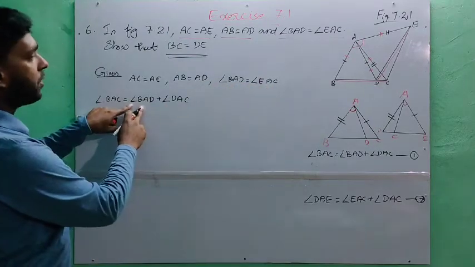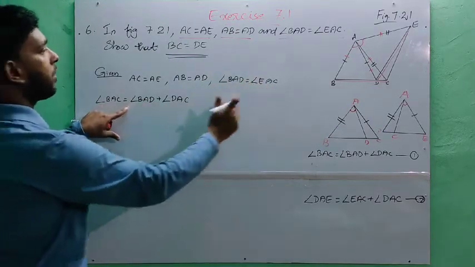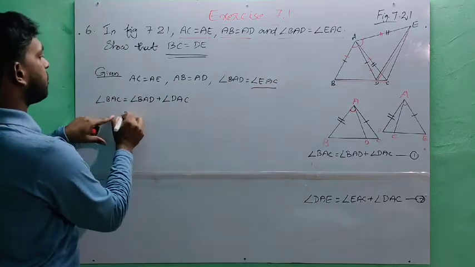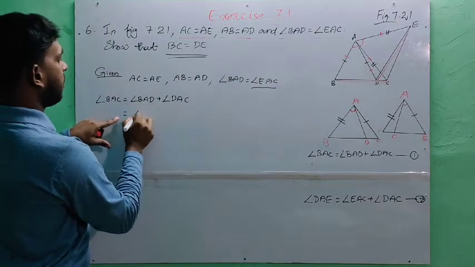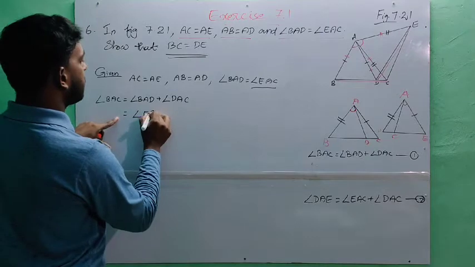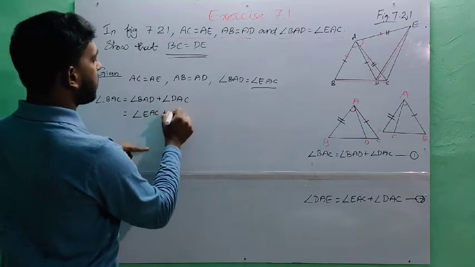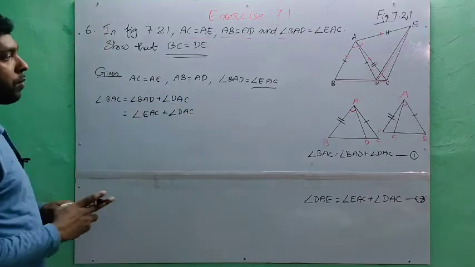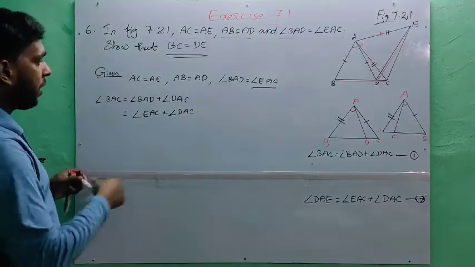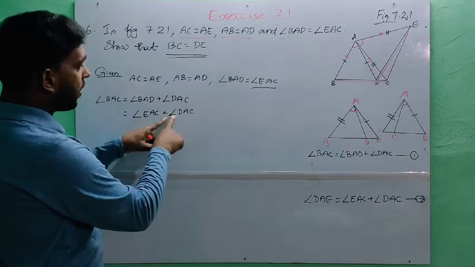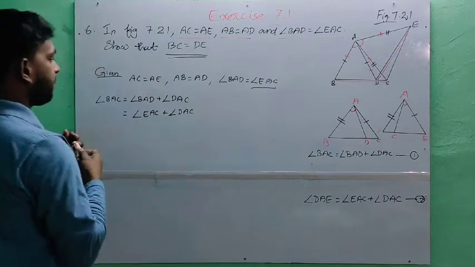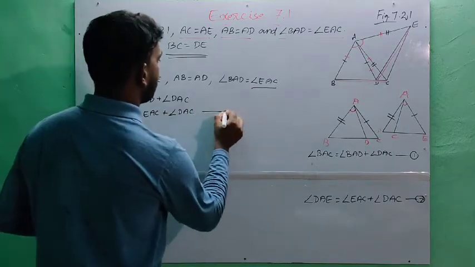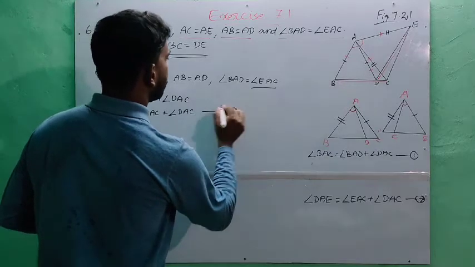So instead of BAD, let's replace it with what? EAC. So I'm going to put here, instead of angle BAD, angle EAC plus DAC. I'm going to put exactly that way without any change. So we have now received something. Now look at here, angle EAC and angle DAC. Let's compare this with, let's say, equation 3.